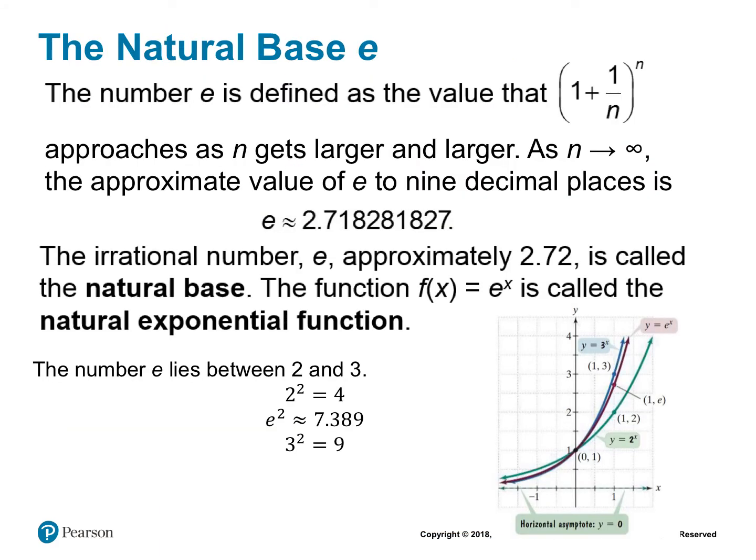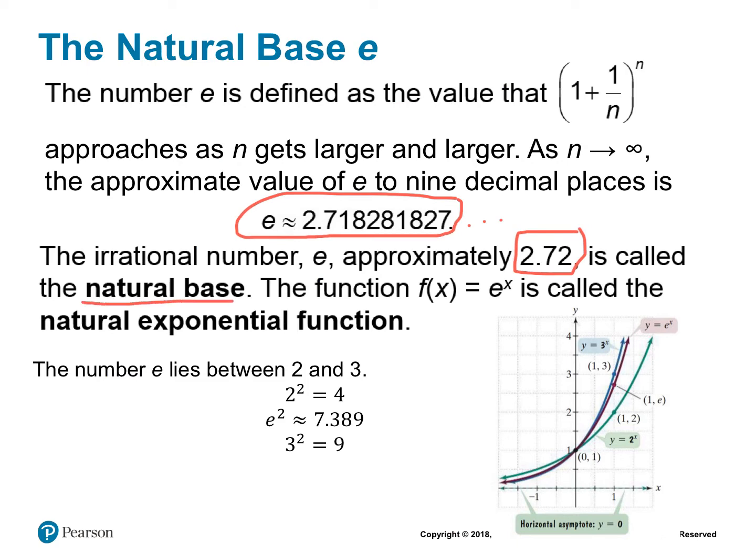Okay, now we'll talk about the natural base e. The number e is defined as this value, 1 plus 1 over n to the n. It approaches as n gets larger and larger. So as n approaches infinity, they found that the approximate value of e to 9 decimal places is this. So it's kind of like the number pi. A lot of mathematicians did a lot of experimenting, trial and error, and found that e is always going to be this number. So this is an irrational number because it would keep going. They just round it off. So it's approximately 2.72, and it's called natural base.